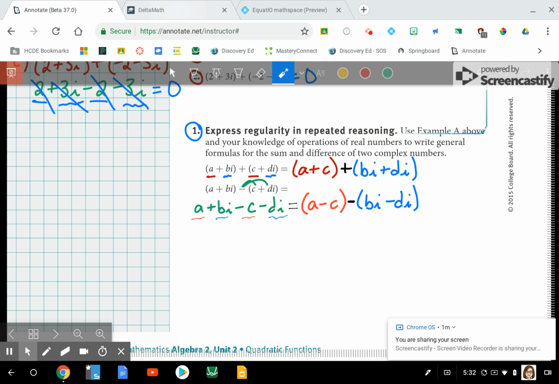Now, just like we did in the previous problem, we just need to combine like terms. See how the a and the -c, those are the real numbers, and we would subtract them if we had numbers there. The bi and the di, those are the imaginary, so we would subtract them if we had numbers there. So these two rules right here are just the rules that we're going to use to continue to add and subtract these complex numbers. So with these rules, let's try subtraction.